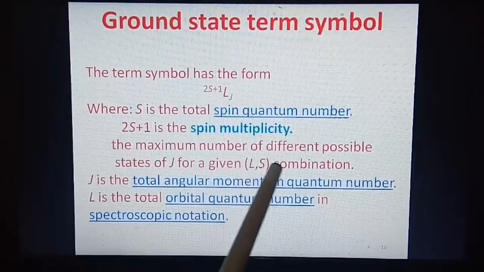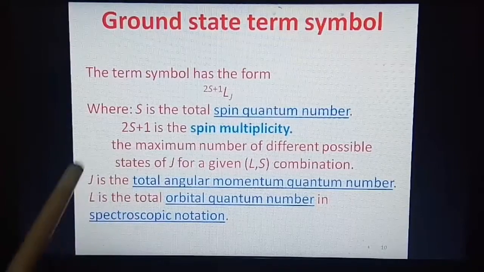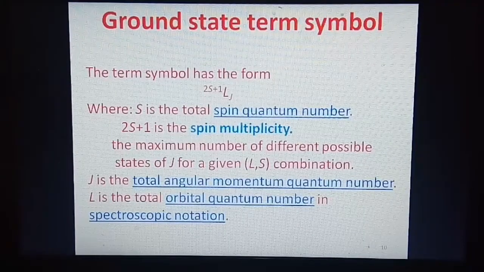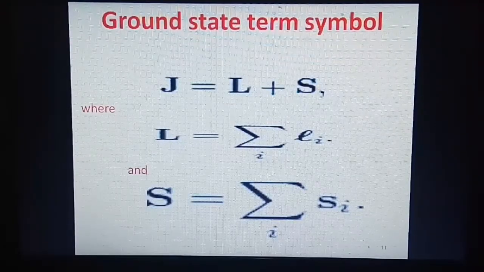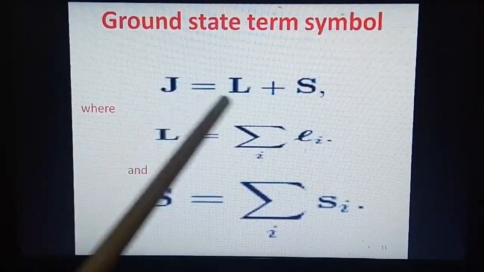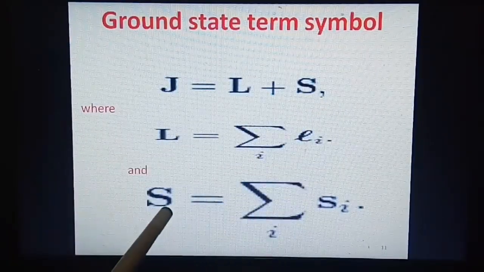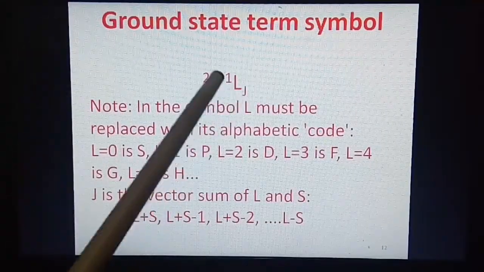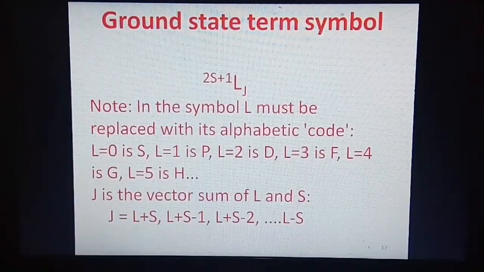It gives the maximum number of different possible states of J for a given LS combination. J is the total angular momentum quantum number. L is the total orbital quantum number in spectroscopic notation. So in the ground state, J is equal to L plus S, where L is the summation of Li and S is the summation of Si. So this is the formula for representing the ground state atomic term.